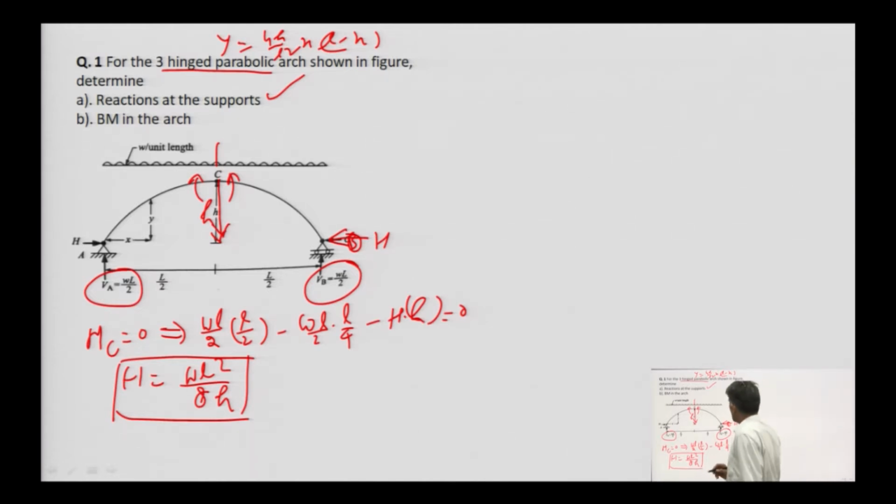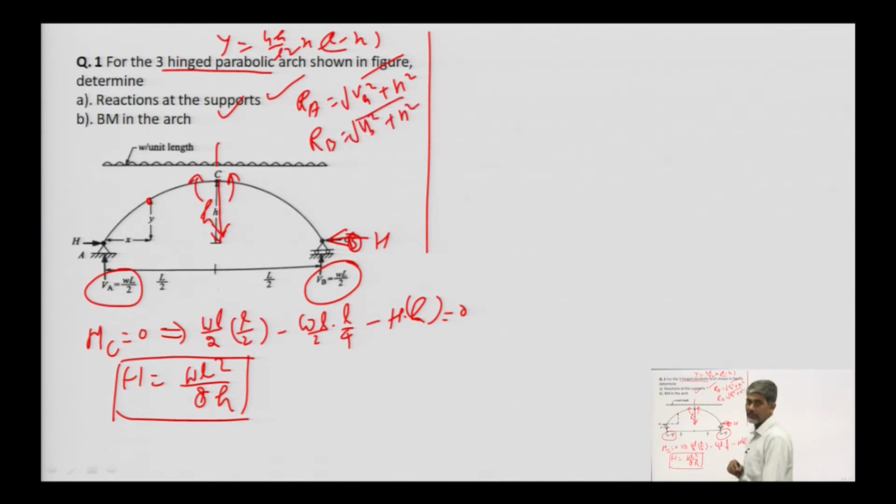Okay. And bending moment at any point. So, the reaction at the support we have calculated. If you need to calculate the total reaction, take R_A equal to under root V_A square plus H square, no problem. Similarly, R_B will be under root V_B square plus H square. Find the inclination between total reaction and V_A and H.